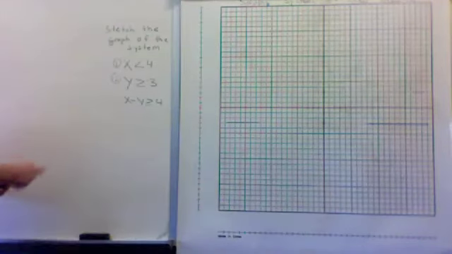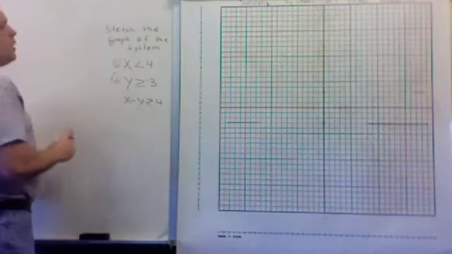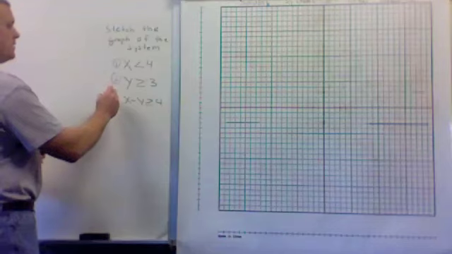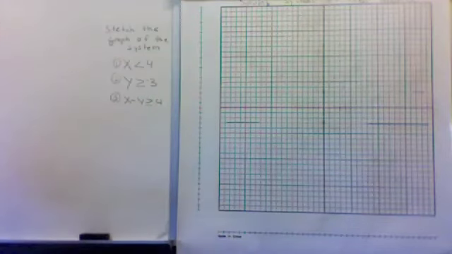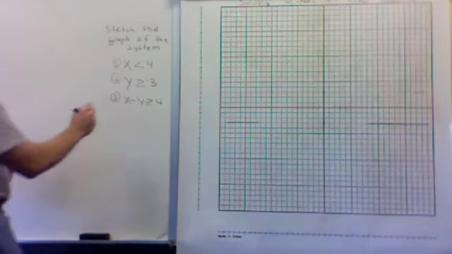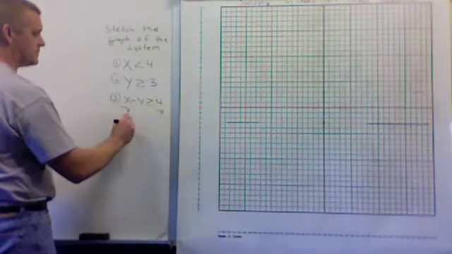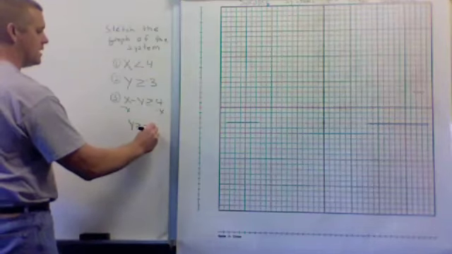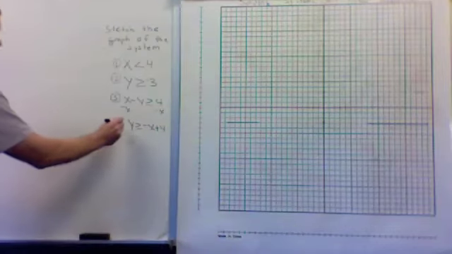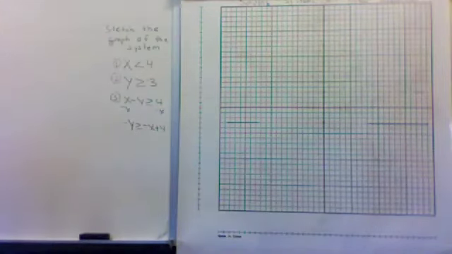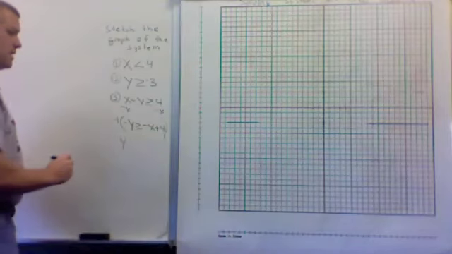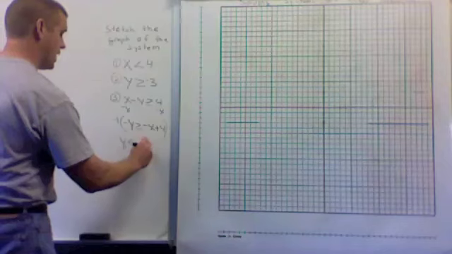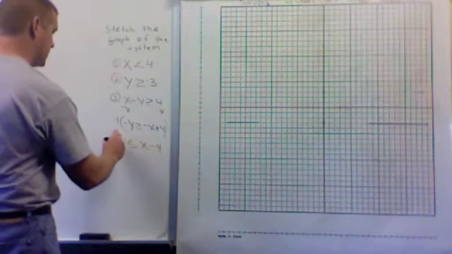We have x is less than 4, y is greater than or equal to negative 3, and the third inequality is x minus y is greater than or equal to 4. Now we're going to need to solve this for y, so we're going to take a negative x to both sides and get negative y is greater than or equal to negative x plus 4. And this is a negative y, so we're going to have to multiply through by a negative 1. When we multiply everything by a negative 1, what we end up getting is y is less than or equal to x minus 4. So there's our third inequality that we'll have to graph.